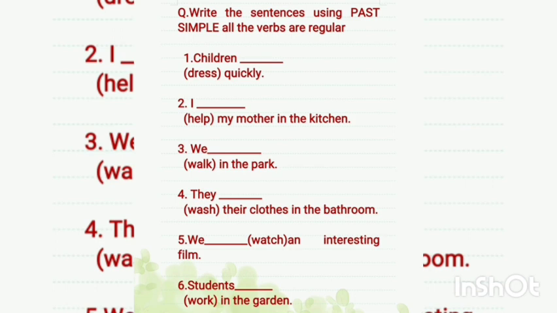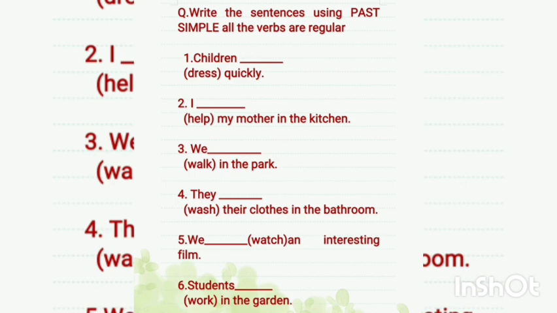Now it's the time to do some exercises. For you students, you will do it in your copy. Write the sentences using the simple past form of all the verbs. And all the verbs here you can see are regular, and you know very well how to get the second form of the regular verbs. So, children dash dress quickly.